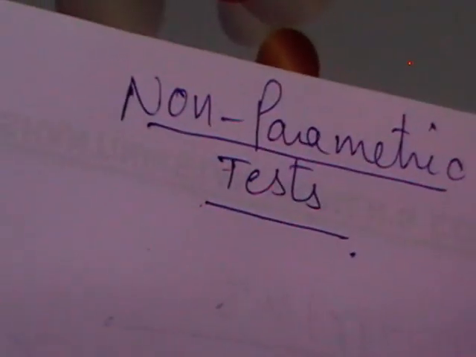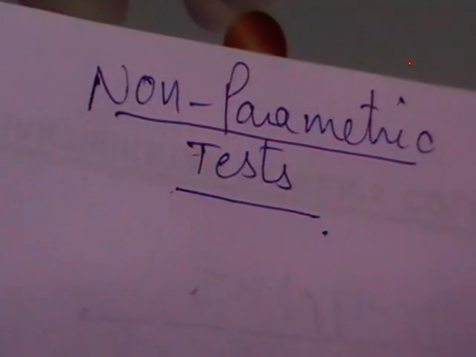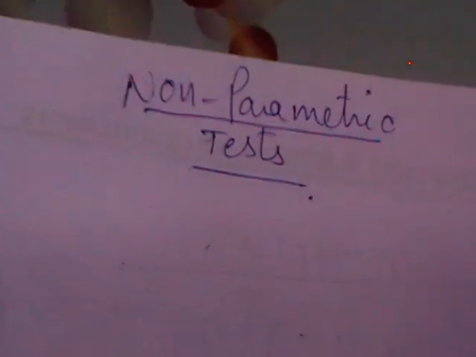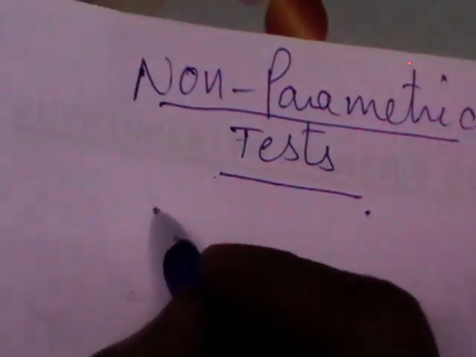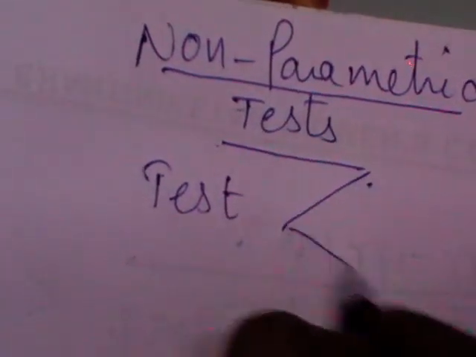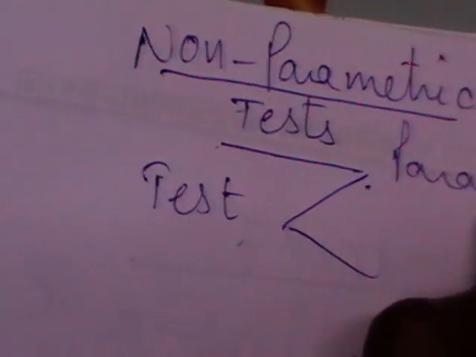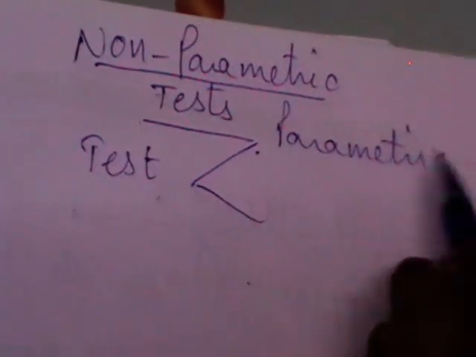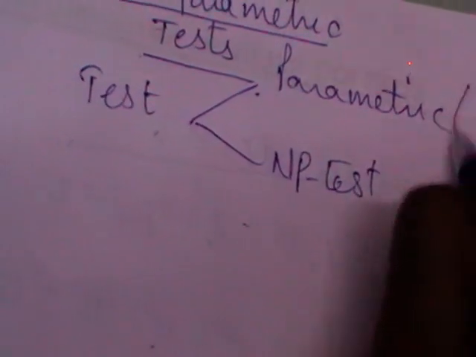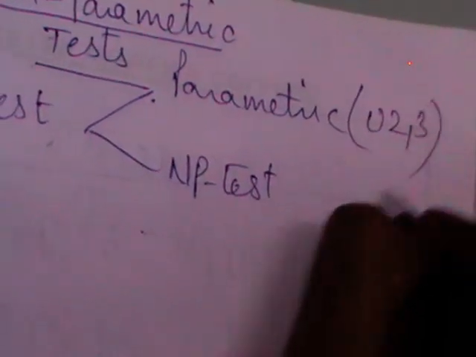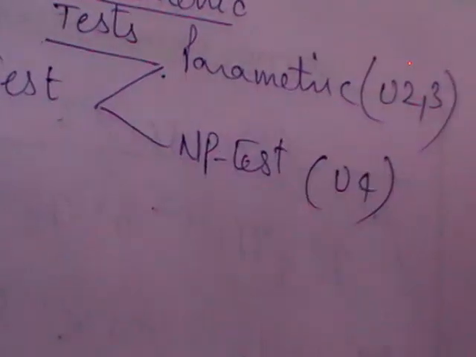So we are going to start unit 4, non-parametric tests. After finishing unit 1, we have entered into tests. Generally, the tests are of two types called parametric tests and non-parametric tests. Parametric tests are in your unit 2 and 3 syllabus, and non-parametric tests are in unit 4 syllabus.